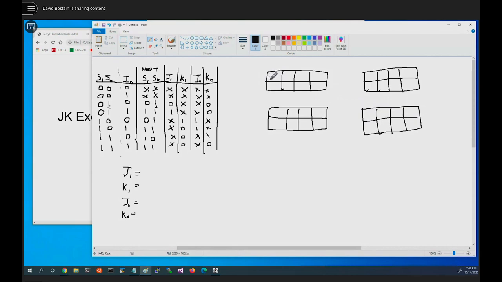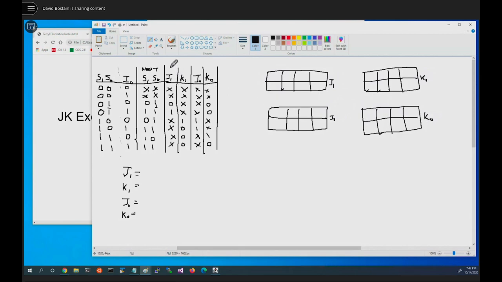Would it be S1? Not S1, J1? Well, we know this table right here is going to be the table we use for J1. We're going to use this one for K1, this one for J0, and this one for K0.